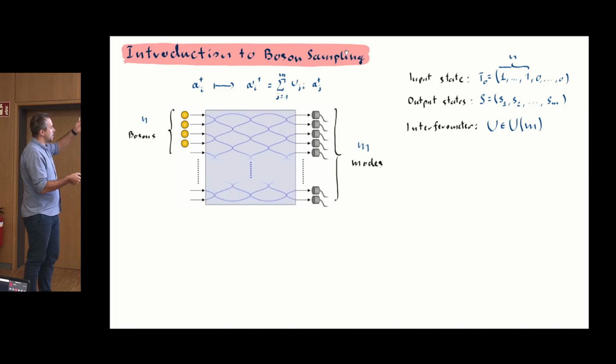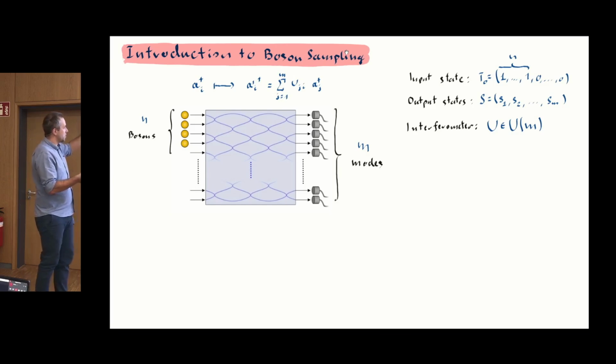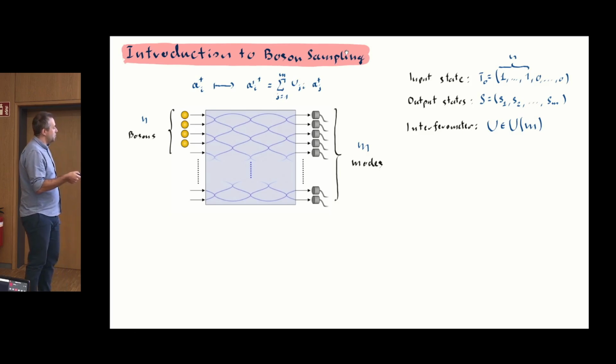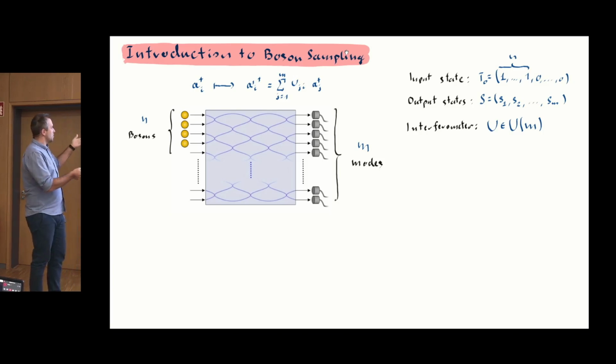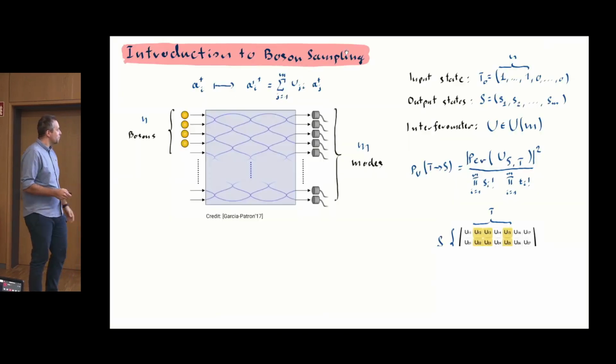So the input state is all ones in the first n modes. You have output states that just measure, for every mode, how many particles landed in this specific mode. If you have more than one particle in a mode, we say we have a collision, and the process is described by the unitary matrix U.